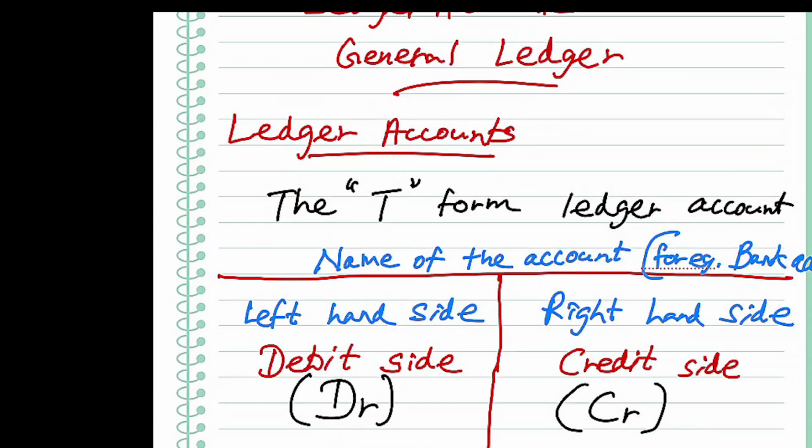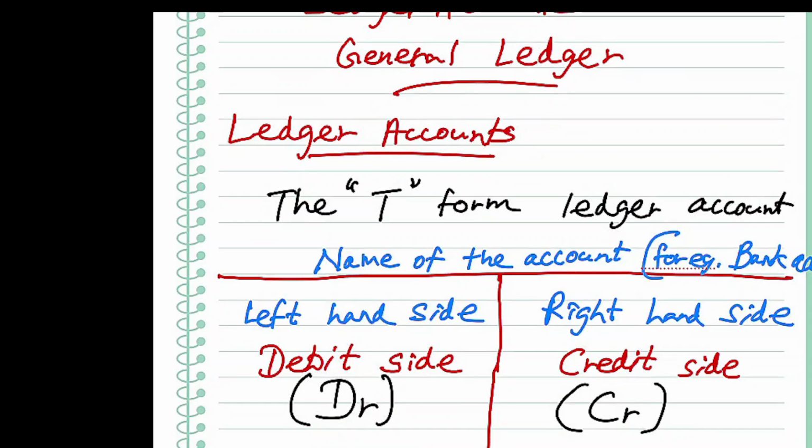The right hand side you call the credit side. Okay? So hereafter, if I tell you to debit the bank account, you go and record on the left hand side. If I ask you to credit the bank account, you go and record on the right hand side of the bank account. Makes sense? Left hand side debit, right hand side credit.